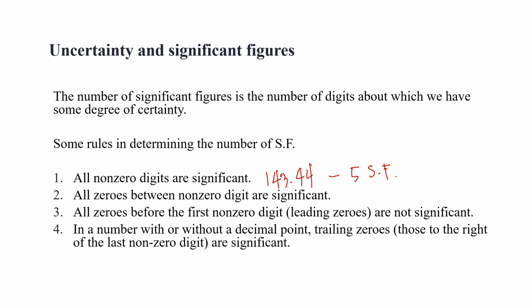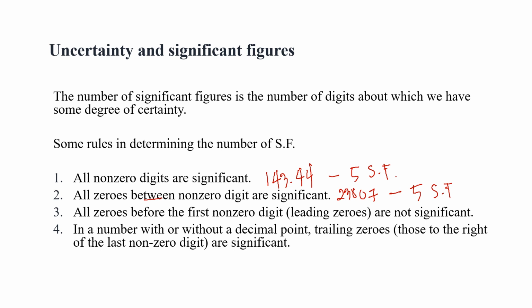Again, all zeros between non-zero digits are significant. So let's say you have 23007. All the zeros here in between your non-zero digits, so for this example, we have 5 significant figures. Any zero that is in between your non-zero digits, you count as a significant zero.